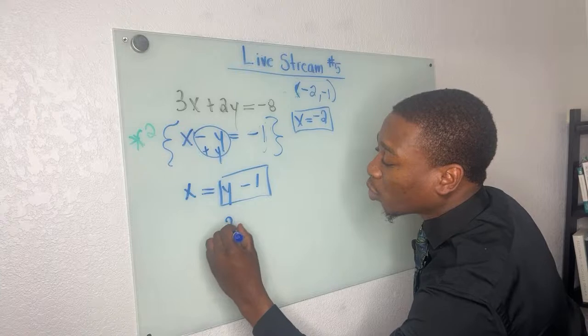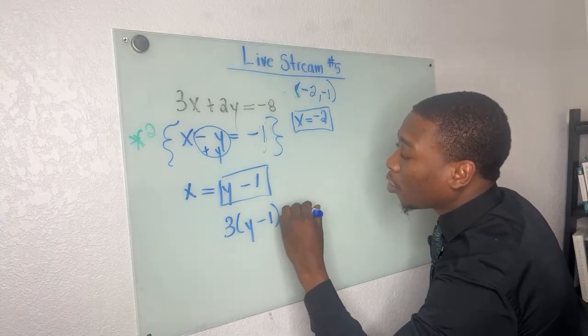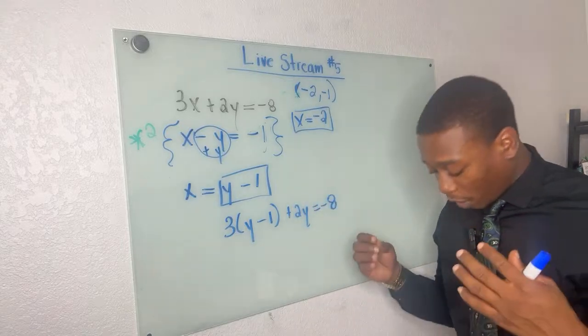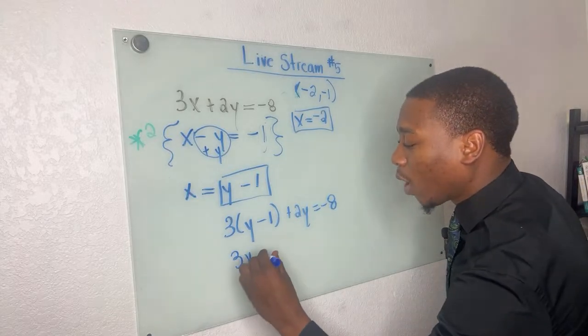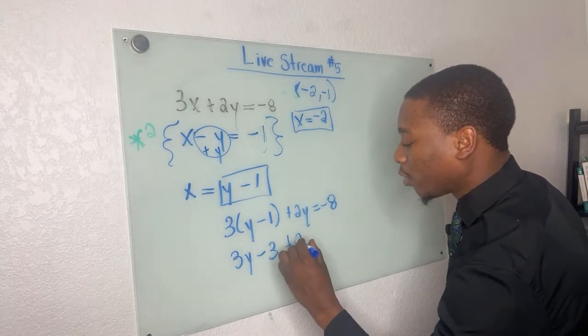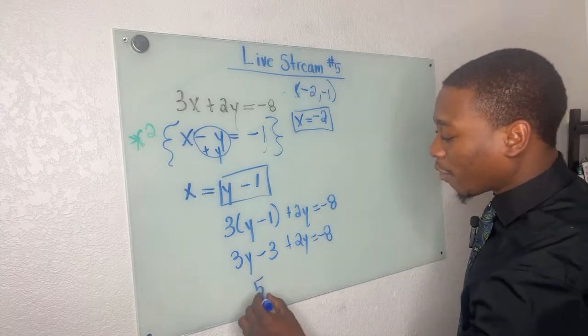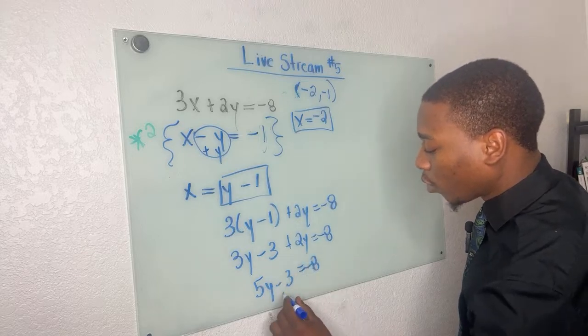So let's see how this works out. We substitute, put it in parentheses, rewrite the rest of the equation, and now we're just going to solve like a regular equation, okay? 3y minus 3 plus 2y is equal to -8. Once we clean this up, we have 5y minus 3 is equal to -8.